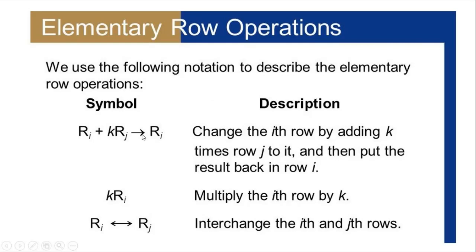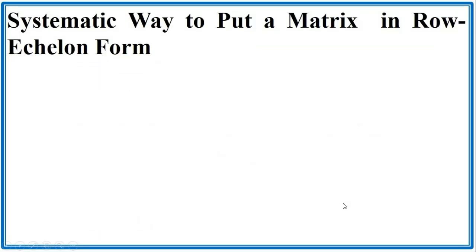So in symbols, we have the following. This one means that we change the ith row by adding k times the jth row to row i, and then put the result back in row i. This symbol describes a row that is multiplied by a constant k, and the last one represents an operation by interchanging the ith and the jth rows.